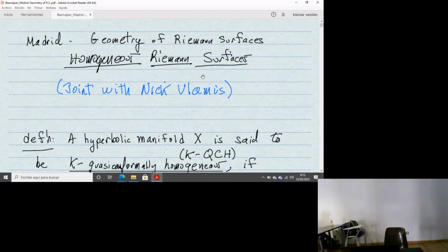And any of the new stuff I'm talking about is joint work with a collaborator. And any of the old stuff I'm talking about is old.